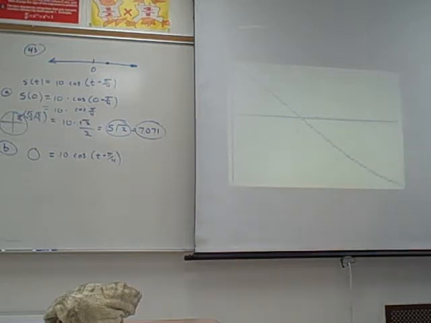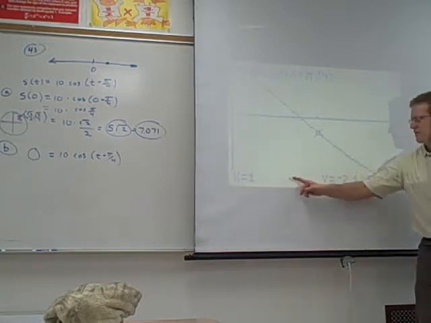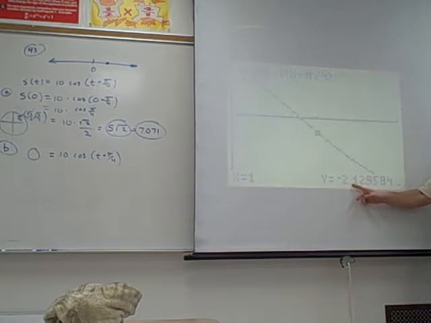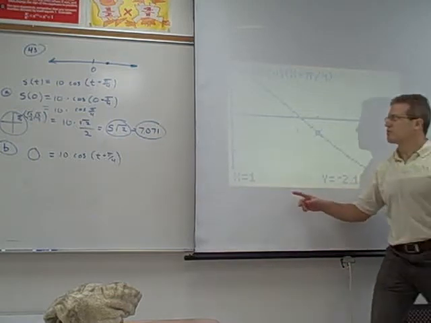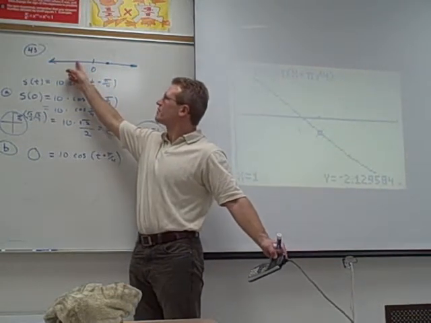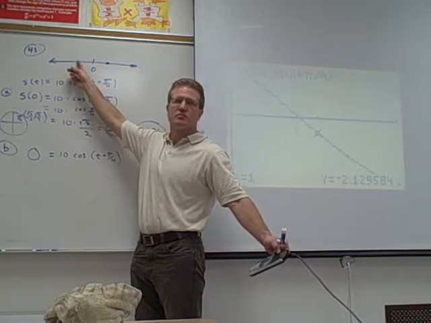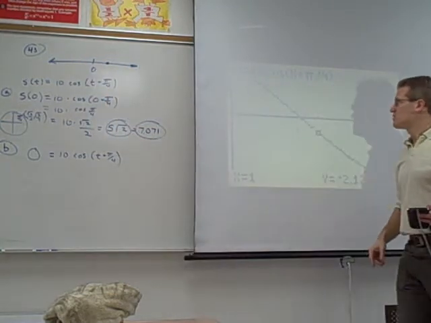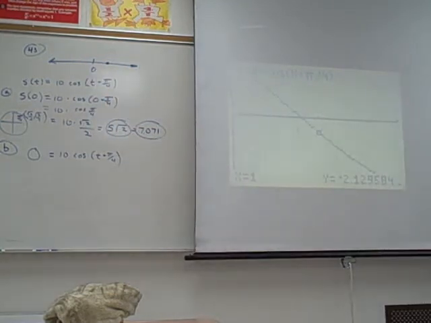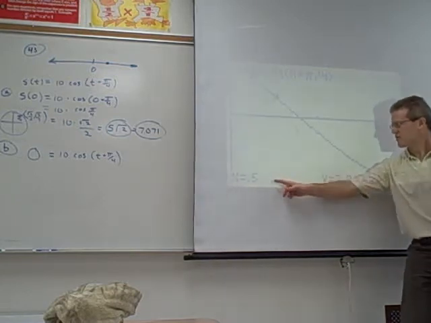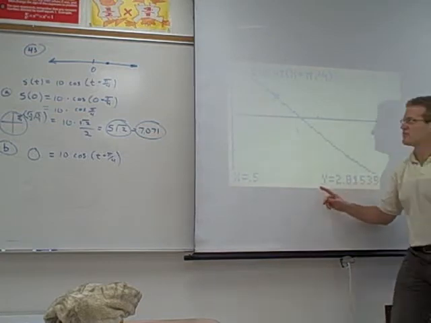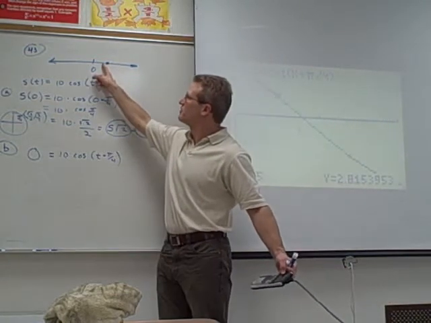So for example, if I hit trace 1, enter, what this means is after 1 second, the particle's at a position of negative 2.12. So the particle's over here to the left at negative 2 point something. Let's say after like 0.5 seconds, 0.5, enter. After 0.5 seconds, the particle's at 2.815. So it's over here on the right somewhere.